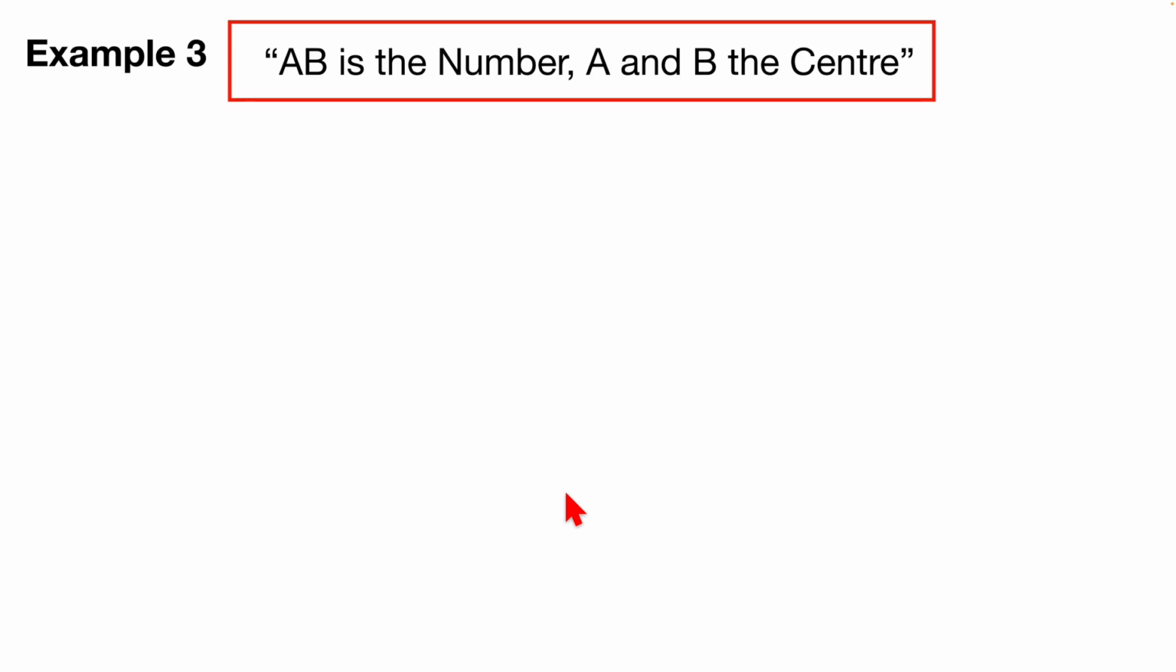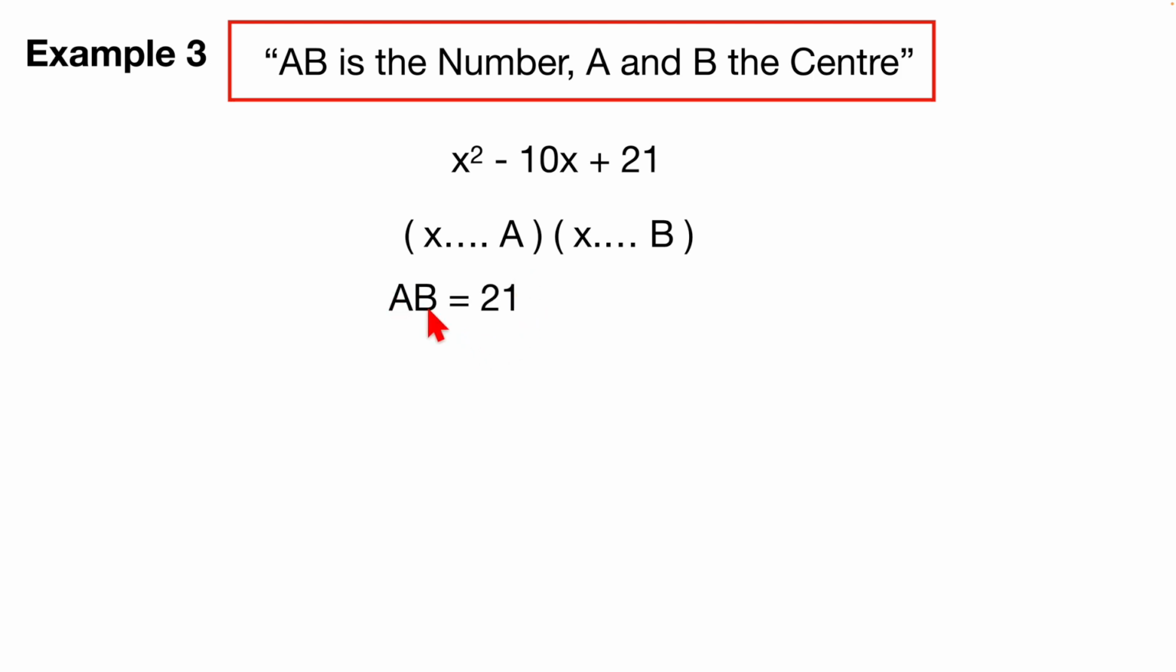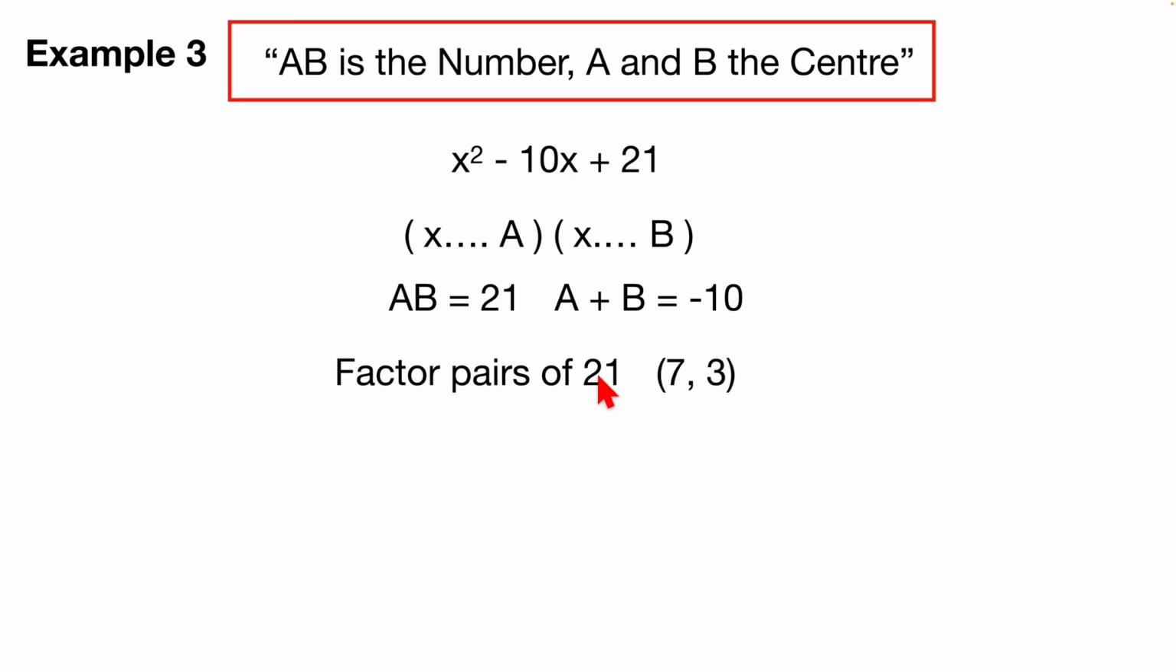Example 3. AB is the number, A and B the centre. All right, that's positive, that's negative. Right, these are the easy ones actually. Looking for an A and a B. AB equals 21, A plus B equals minus 10. If that's positive, then these numbers must either both be negative or both be positive. Given that they add up to a negative number, that's a big clue that they are both negative. Factor pairs of 21. 7 and 3, but they're not negative. Minus 7 and minus 3. Brilliant. They multiply to 21 and they add up to minus 10.